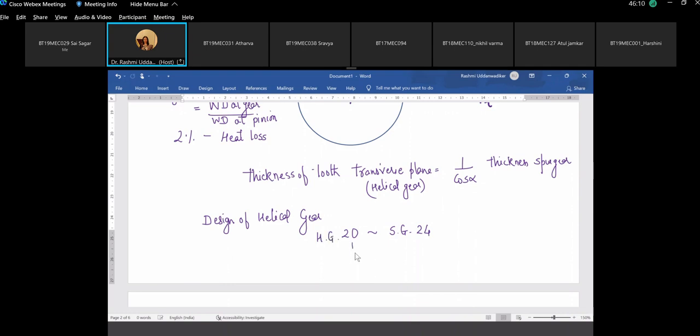If the number of teeth in the helical gear is T1, this should be equivalent to a spur gear with number of teeth T2. And if we can find out this equivalence, then we can use the formulas as they are, the formulas that we are using for the spur gear. So the only difference in the design of spur gear and helical gear is that we have to get this equivalent number of teeth, which is known as the concept of formative number of teeth.